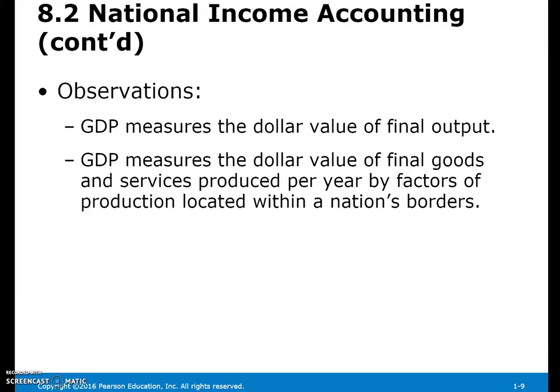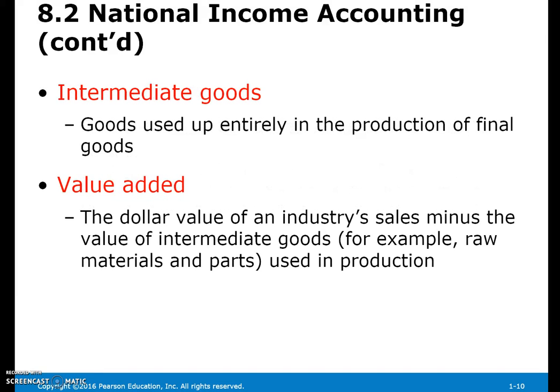So here's something you may observe, right? GDP measures the dollar value of final output. GDP measures the dollar value, right, of final goods and services produced per year by factors of production located within the nation's borders. I always learned GDP was a measurement of yearly final goods and services, and it's of new final goods and services, and not resold items, and we'll talk about that also in a second.